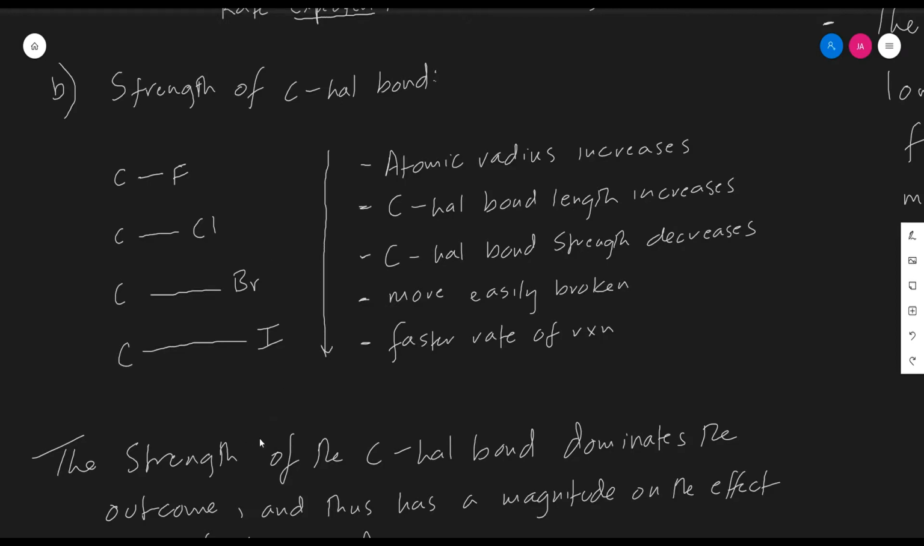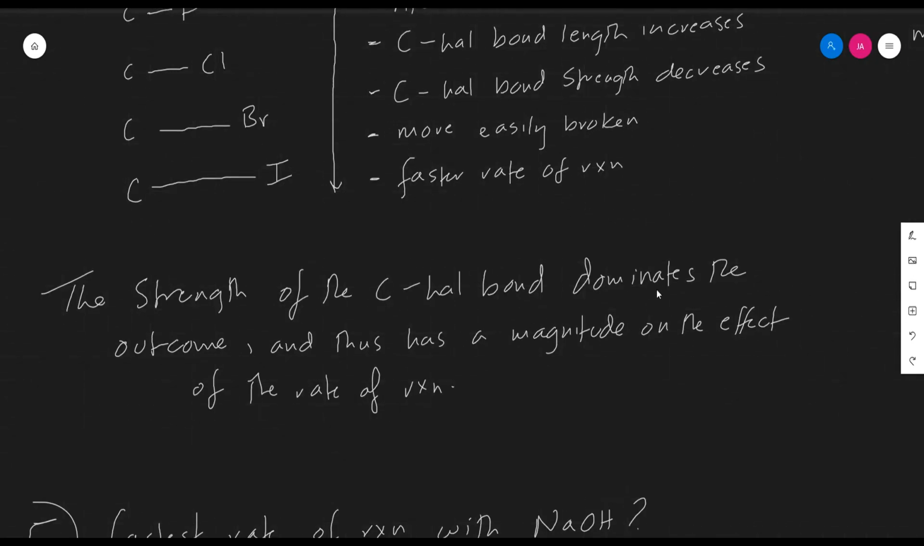This factor here, the strength of the carbon-halogen bond, dominates the outcome and thus has a higher magnitude of effect on the rate of the reaction. I missed the word higher here. It has a higher magnitude on the effect of the rate of the reaction.